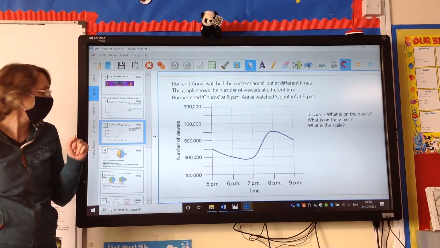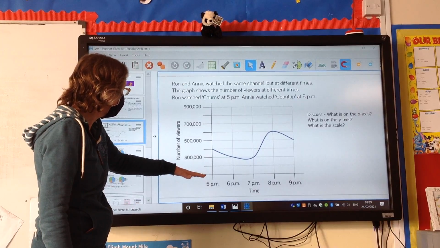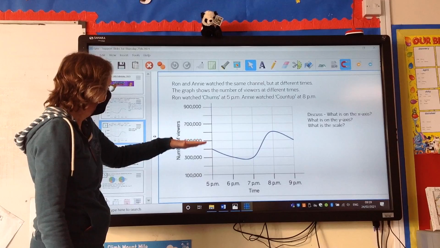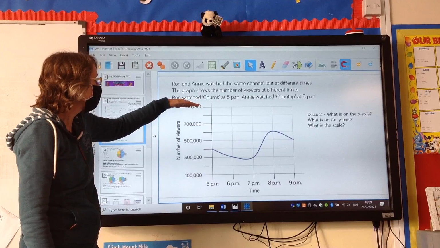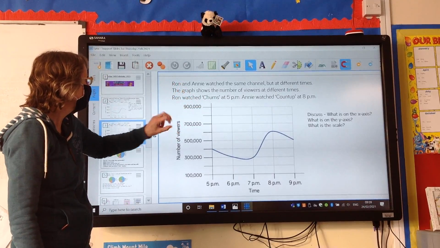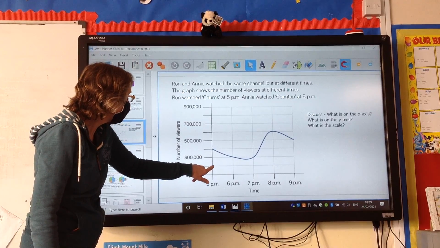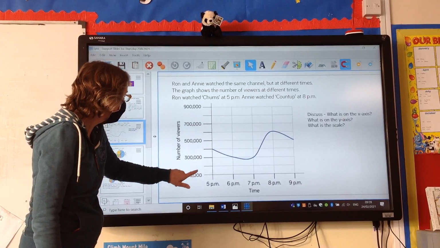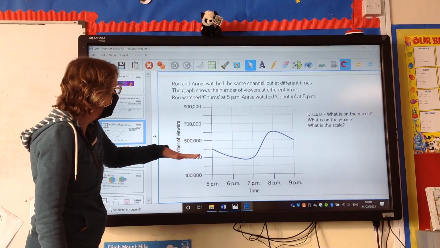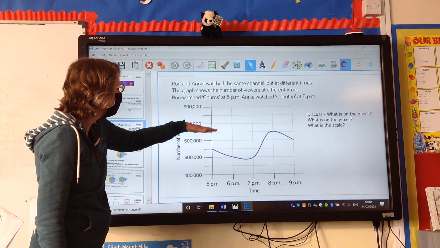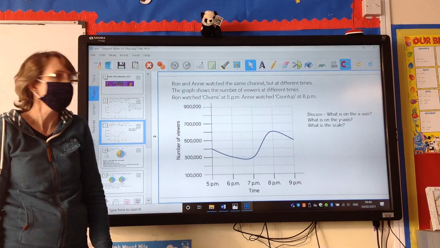Every 200. Yeah, good. So they've written the scale every 200. So it goes from 1,000 to 100,000, 300,000, 500,000, 700,000, 900,000. It's going up 200,000 viewers each time. But then in between, you've got the individual 100,000. So 100,000, 200,000, 300,000, 400,000, 500,000. So it's actually going up in 100,000s, but they've marked it every 200,000. Does that make sense? Good.